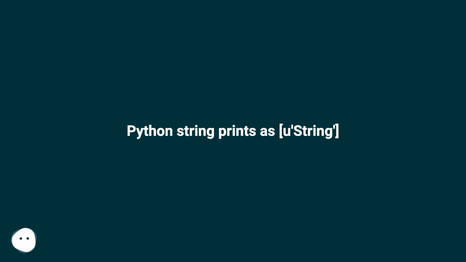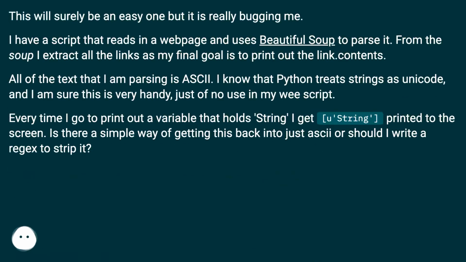Python string prints as uString. This will surely be an easy one, but it is really bugging me. I have a script that reads in a web page and uses Beautiful Soup to parse it. From the soup I extract all the links, as my final goal is to print out the link.contents. All of the text that I am parsing is ASCII.